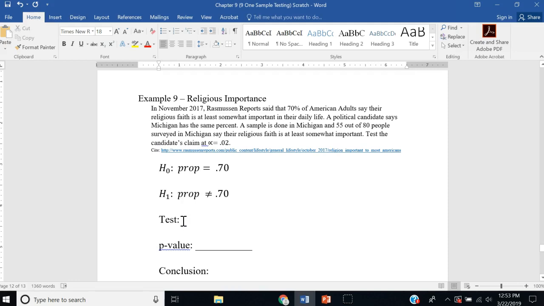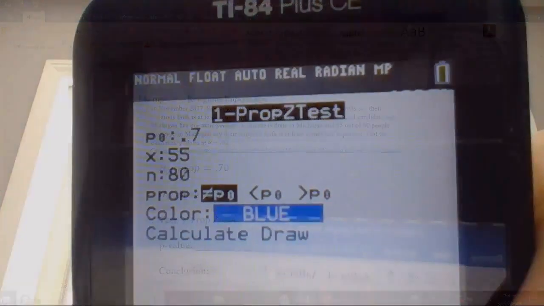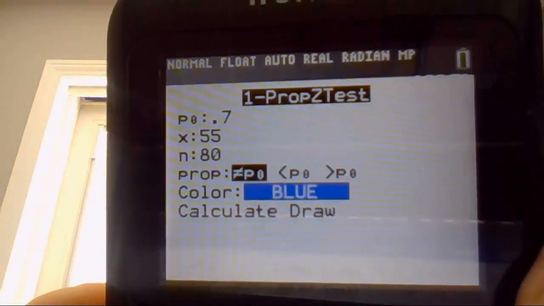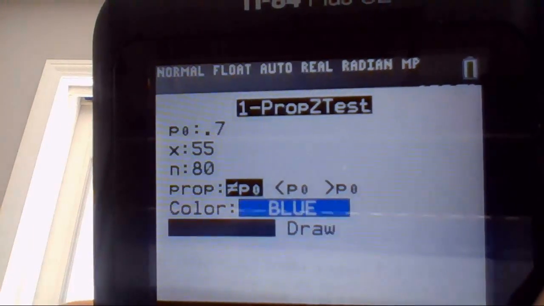The test, again, I'm going to write one prop Z test. If you want to write proportion test, that's fine. Our inputs on this: the P0 is going to be 0.70. The X is going to be 55. The N is going to be 80. And once again, we're going to use the not equal to. All right. So when we type this into our calculator, my calculator is going to look like this.